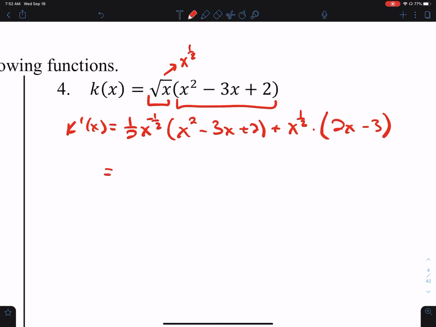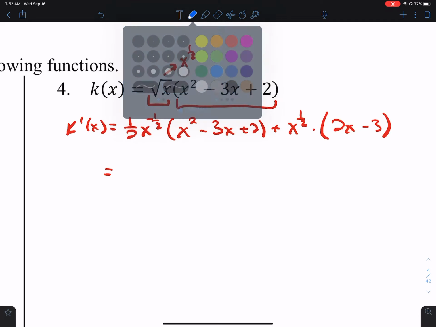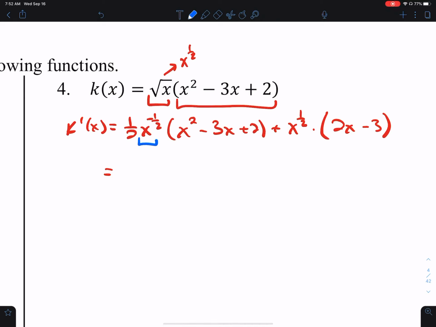Now, let's see. Instead of distributing this stuff, I'm going to actually factor out the GCF of this. And this is a little difficult mentally. We're going to factor this fella out right here. It's what both of these have in common.